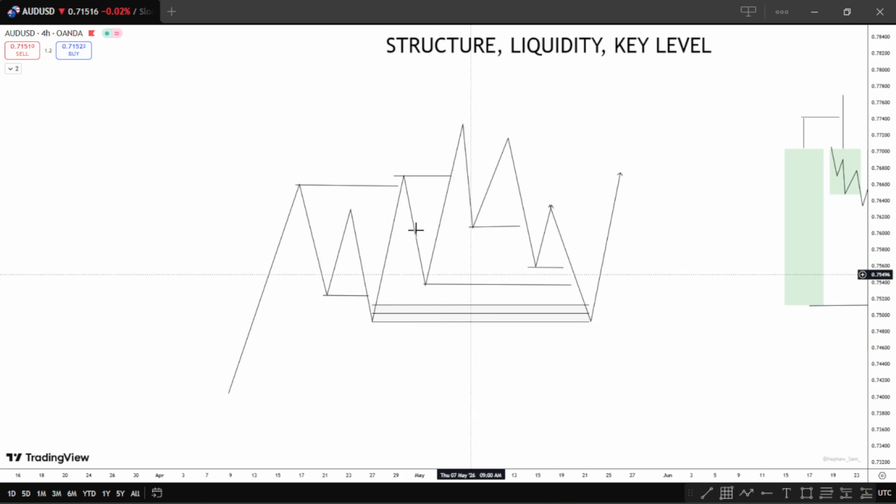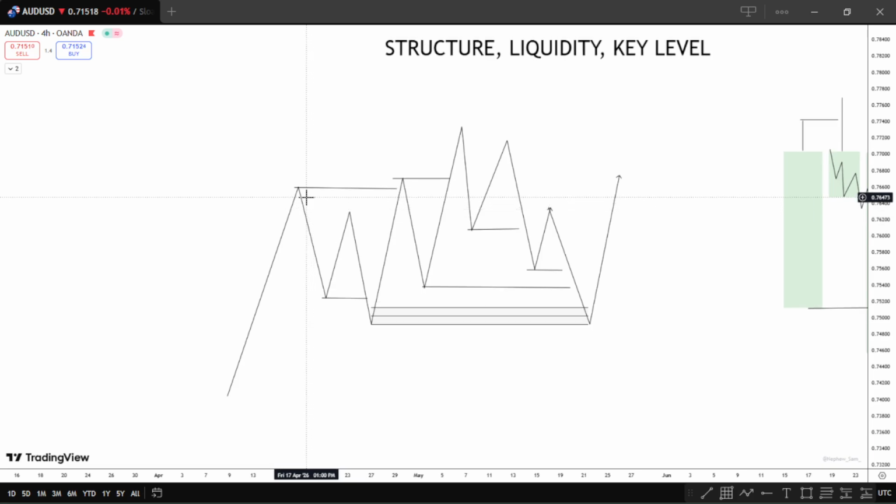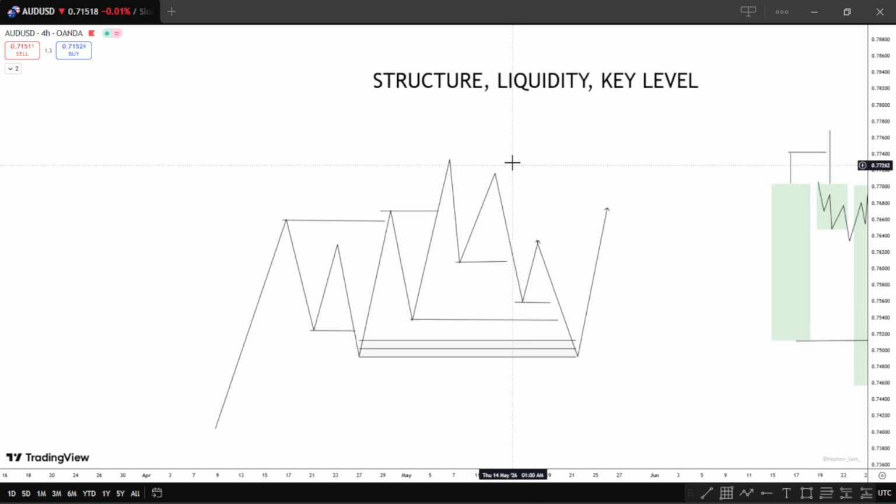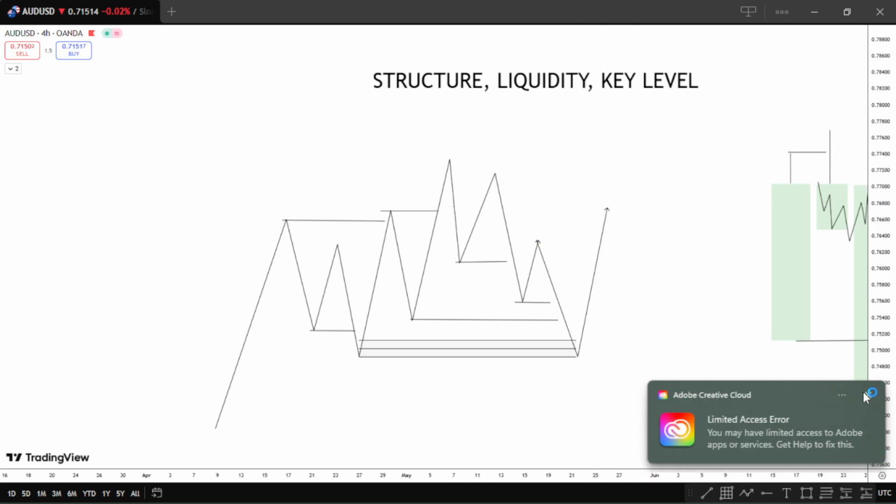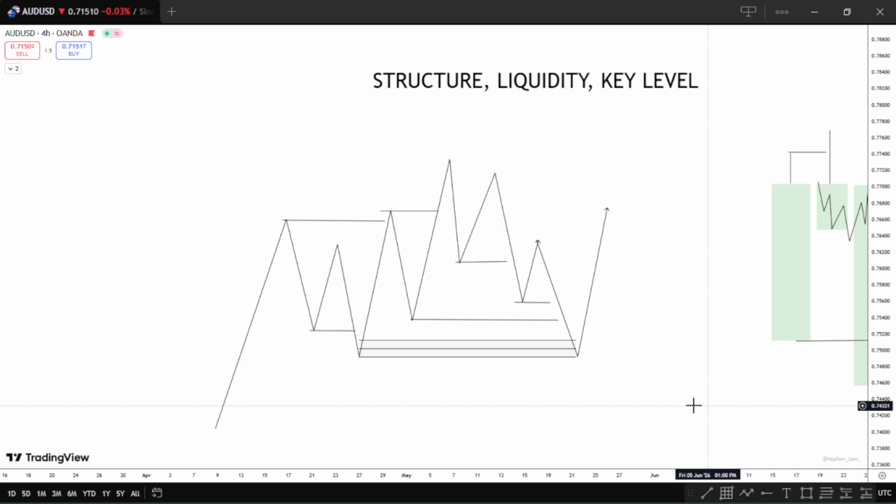All right, so this is structure. We're already on the structure: up, down, or ranging markets. Now, liquidity. Liquidity is very, very important. I can't emphasize the importance of liquidity enough, because liquidity is what moves the market. You must know where the market is going to and where it's coming from. You must know where it's targeting, where the liquidity zones are.